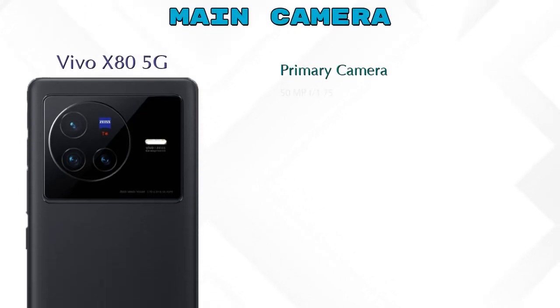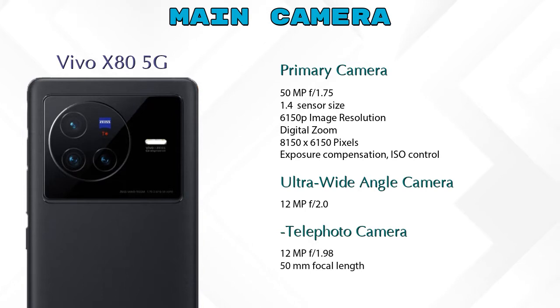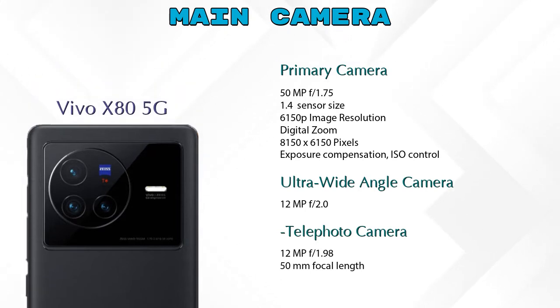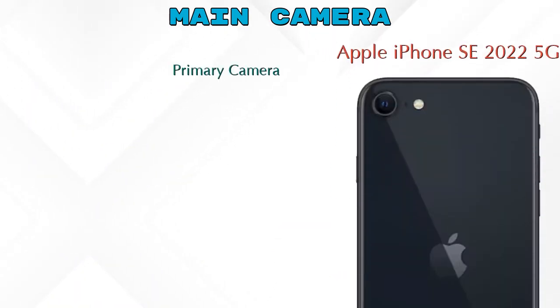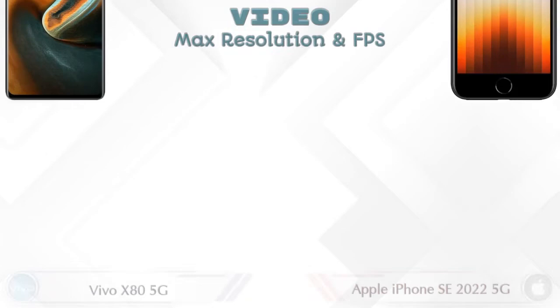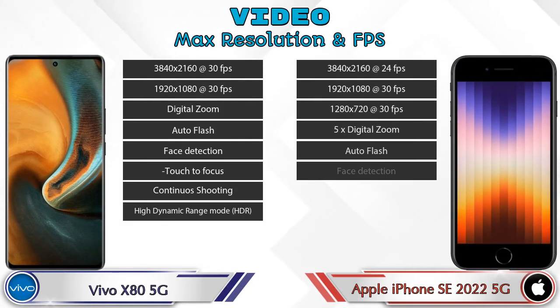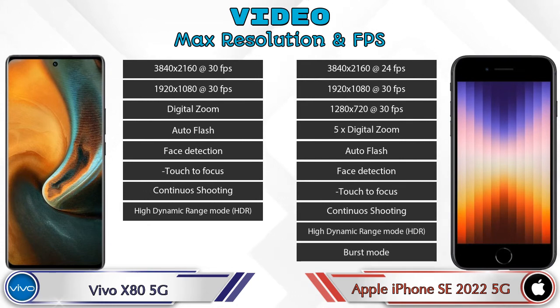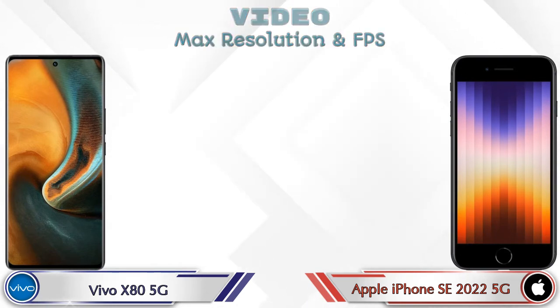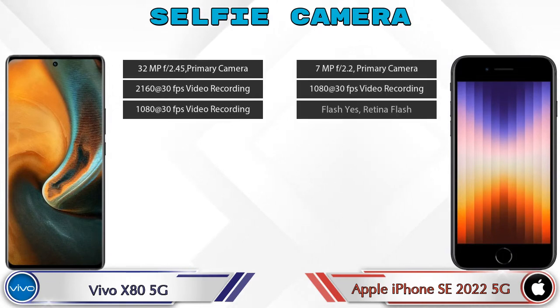Friends, first of all let's talk about the rear camera. We can see three cameras in Vivo X80 5G, which are the primary camera, ultra wide angle camera, and finally telephoto camera, and in iPhone SE 2022 5G we can see one camera, which is the primary camera. If we talk about video camera, then Vivo X80 5G has 8 and iPhone SE 2022 5G has 10 different types of features available. Now let's talk about the front selfie camera: both phones have a single camera, which has three different features available.